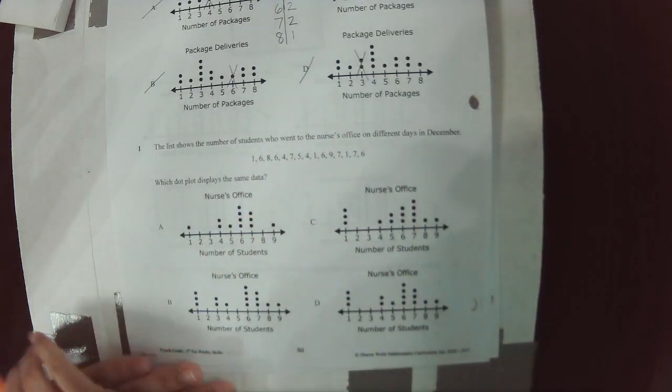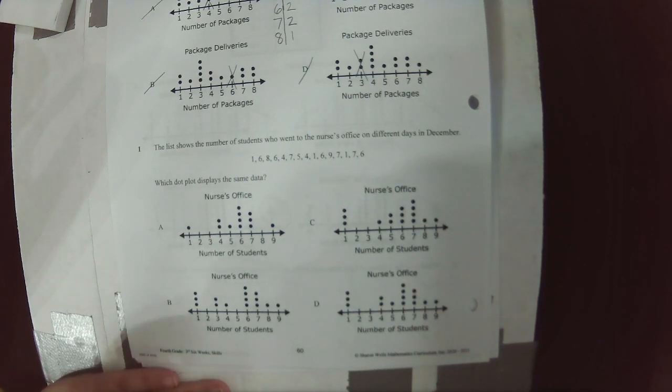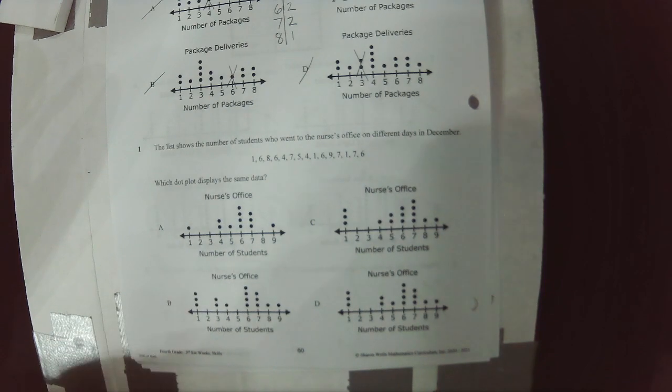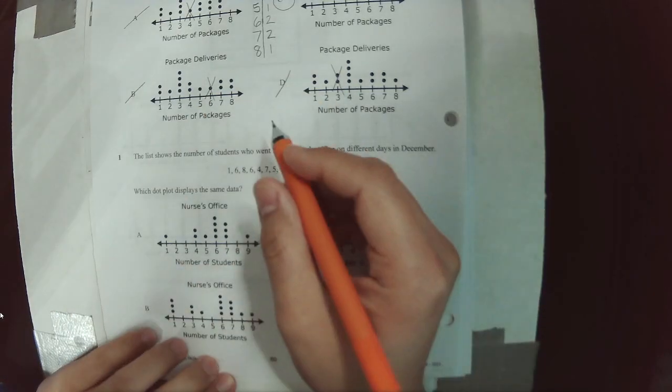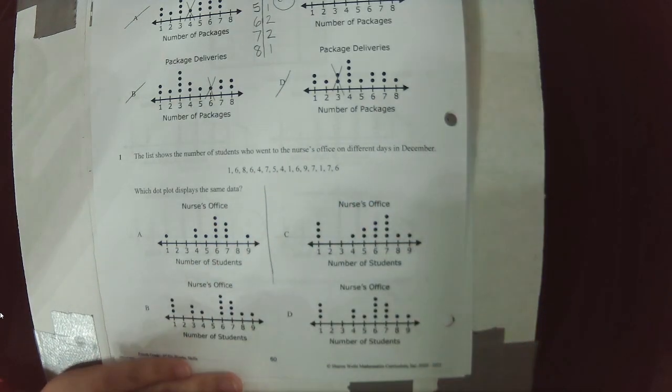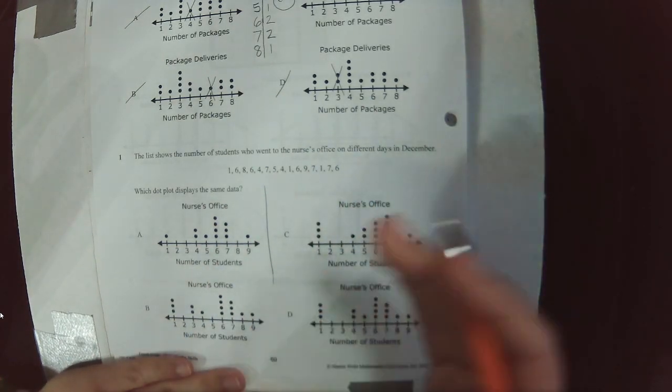The next question is very, very similar to the one we just did. I want you to try it on your own. So find the dot plot that matches the numbers they give you for problem 1, and we'll check together in a little bit. Just like the previous problem, they give us a list of numbers, but the numbers are all kind of jumbled up. So the first thing we're going to do is put them in order.